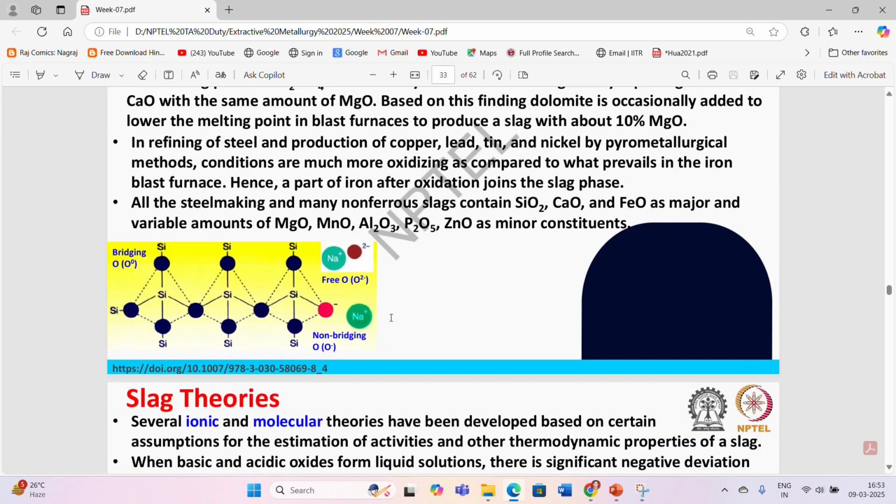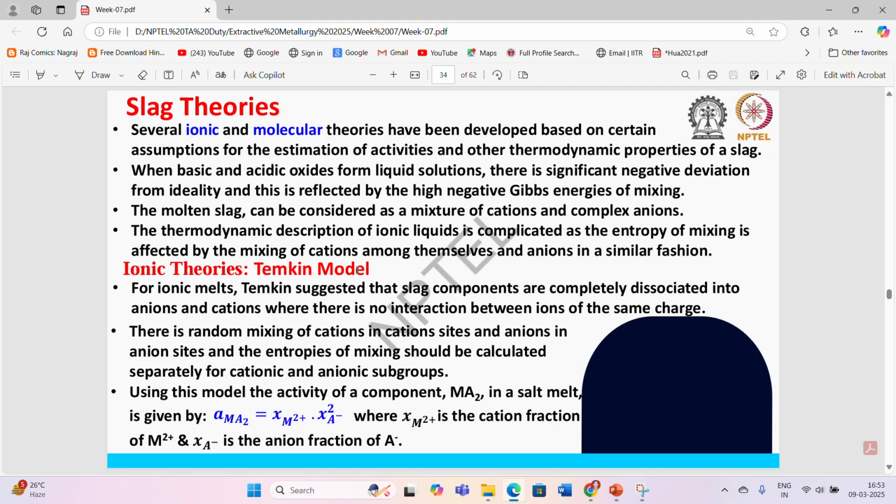All the steelmaking and many non-ferrous slags contain SiO2, CaO, and FeO as major constituents, and variable amounts of MgO, MnO, Al2O3, P2O5, ZnO as minor constituents. So several ionic and molecular theories have been developed, based on certain assumptions, for the estimation of activities and other thermodynamic properties of the slag material.